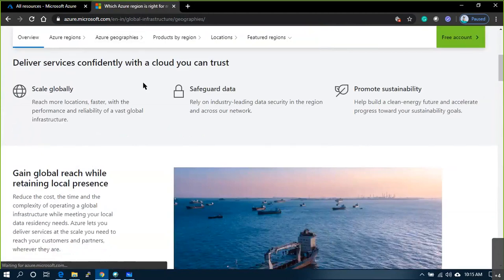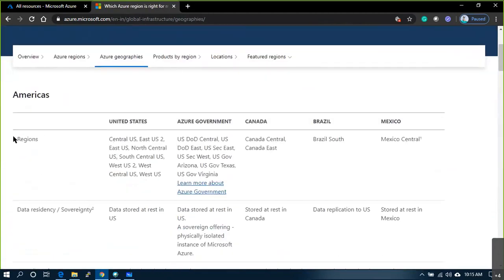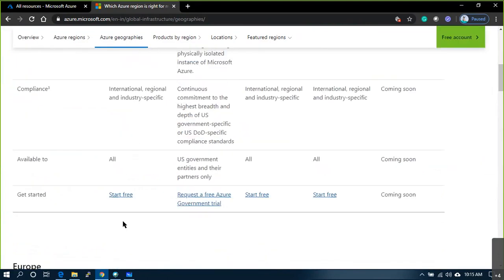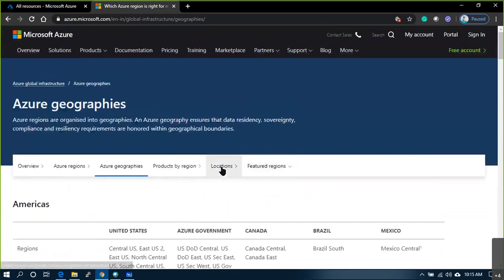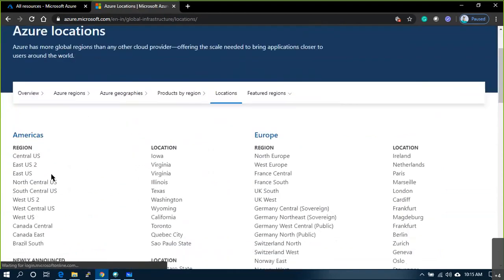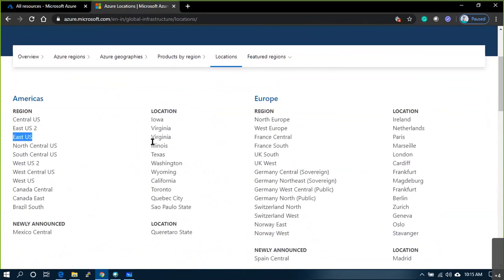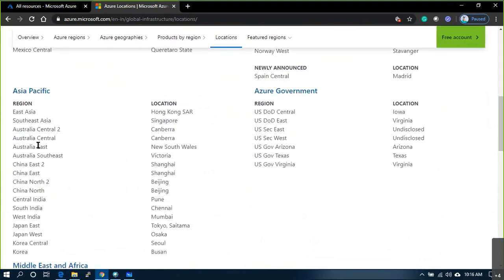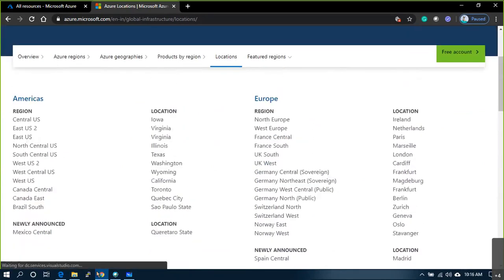Yeah. Azure geographies. If I say regions, these are the regions, and if I say locations, the services are also there. Region is a physical location, right? If I say East US, it is actually physically located in Virginia. If I say Asia and India, there is Pune, West Mumbai, and South Chennai. Three. Right? So far we discussed these two.